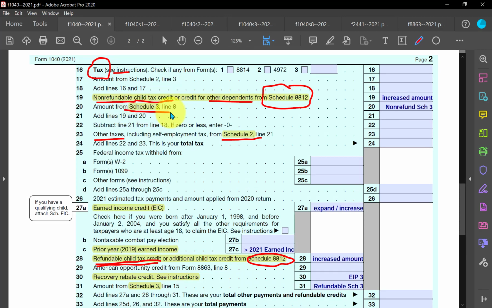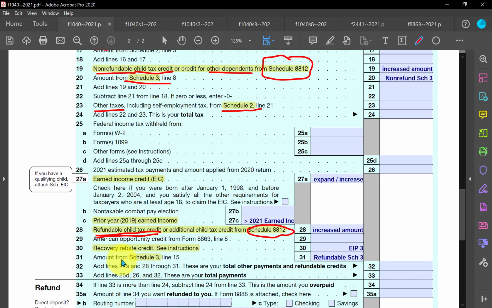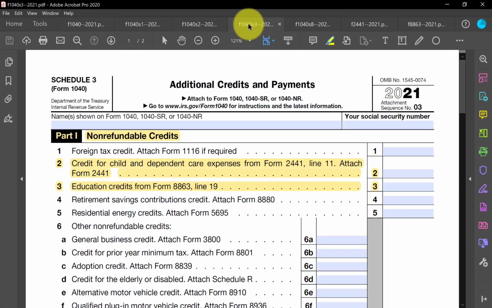Let's take a look at more credits, be they non-refundable here in line 20 or refundable here in line 31, first reported on Schedule 3. Here's Schedule 3, and the non-refundable part is here in Part 1. The refundable part, I believe, is on the back side in Part 2.